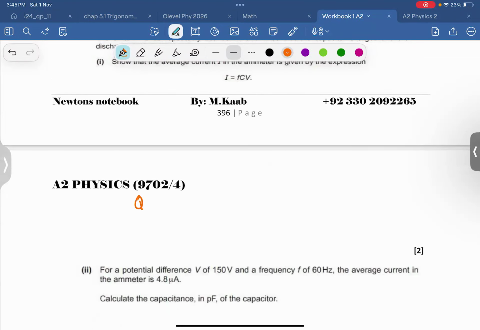Q equals IT. Okay, in place of Q, Q is equal to CV, in place of I.